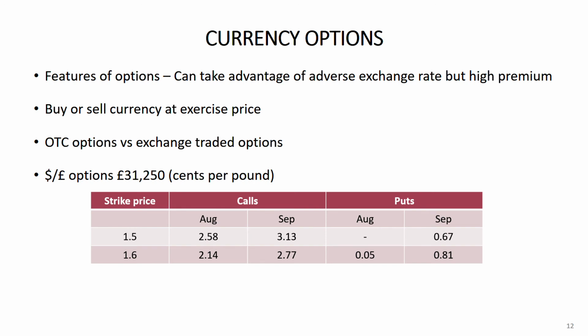Your options in the exam will be given like this: call, put, and your strike price or exercise price, right? There are two exercise prices, 1.5 and 1.6. You can see call and put for August and September. And the prices, which are 2.58, 2.14, are your premium, and they are priced as cents per pound, right? That means 2.5 cents per pound.